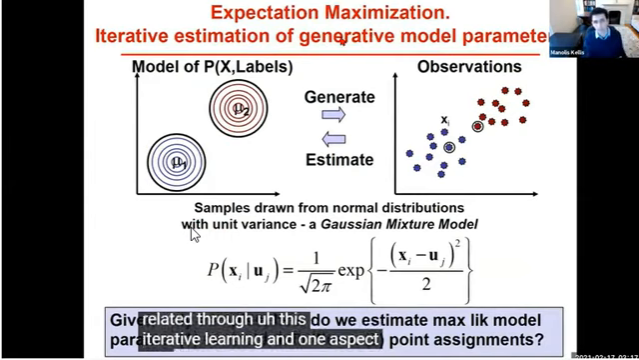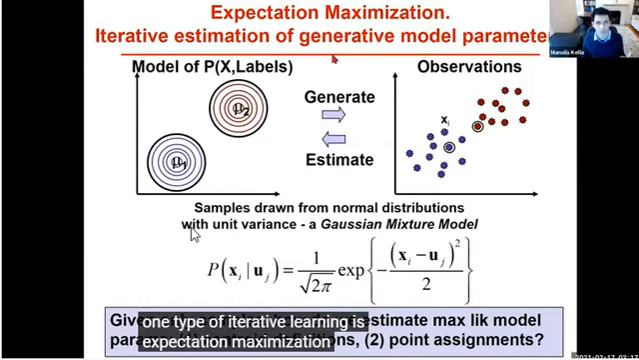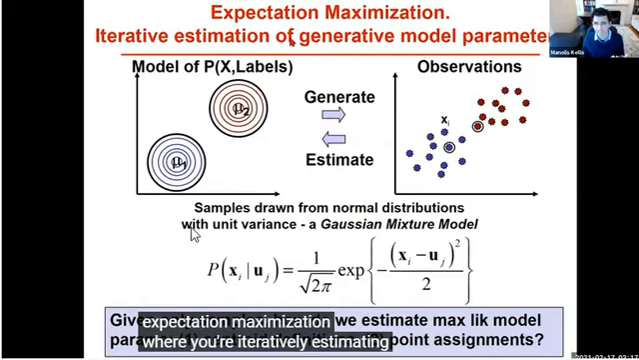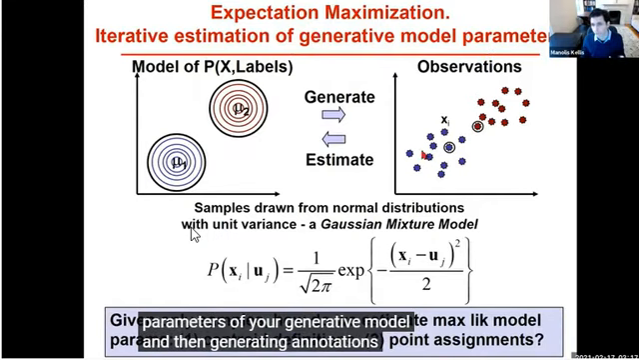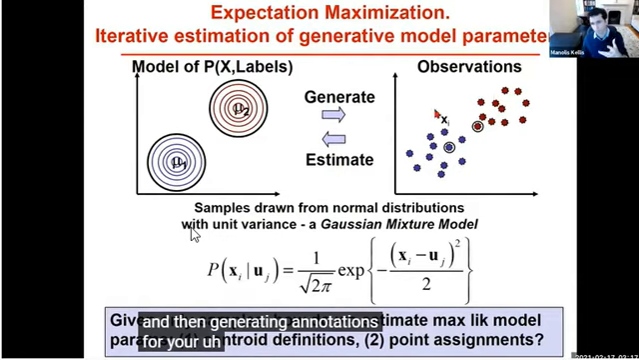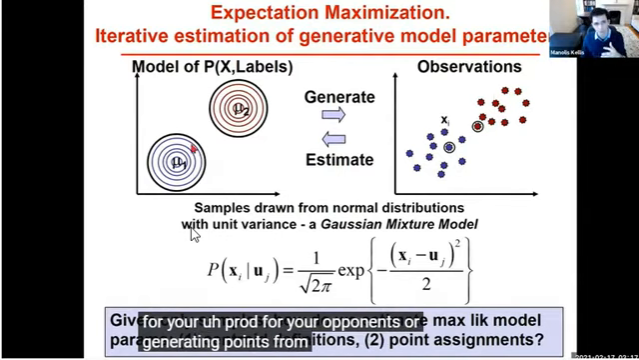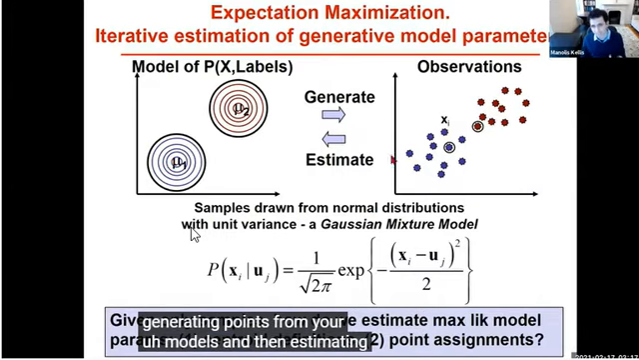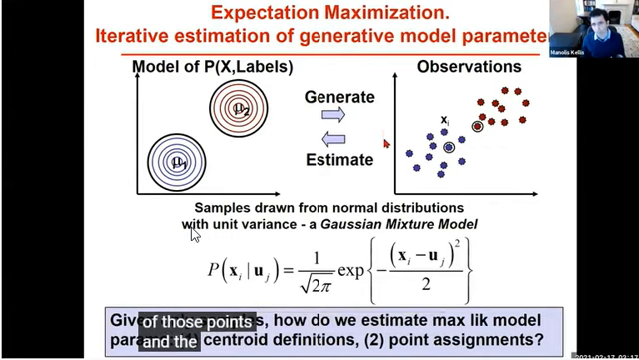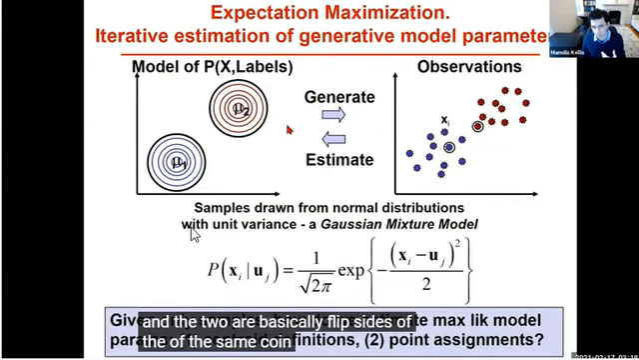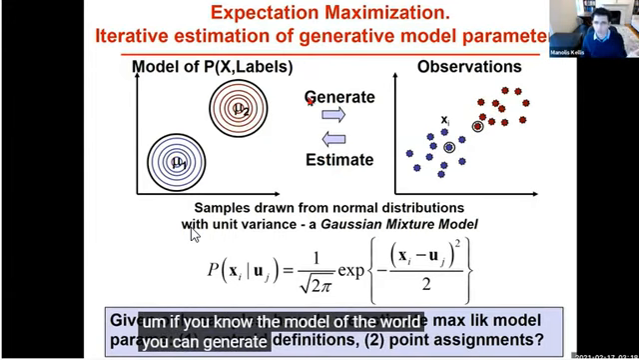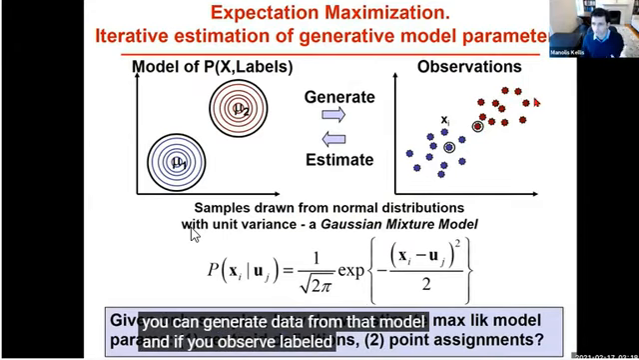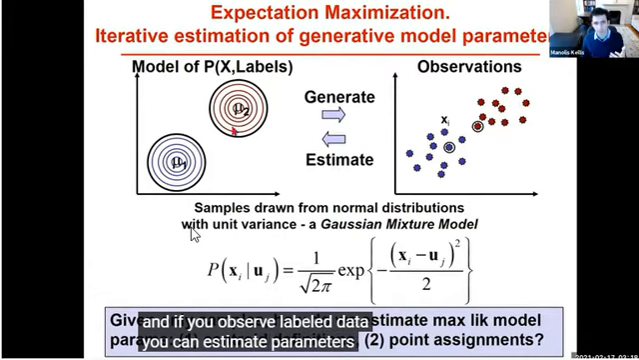And one type of iterative learning is expectation maximization, where you're iteratively estimating the parameters of your generative model and then generating annotations for your points, or generating points from your models, and then estimating the labels of those points. And the two are basically flip sides of the same coin. If you know the model of the world, you can generate data from that model. And if you observe labeled data, you can estimate parameters of your model.